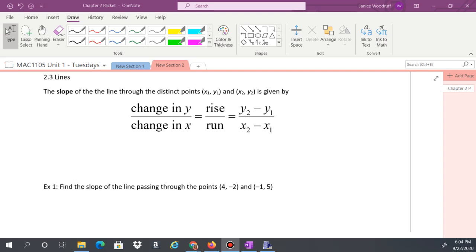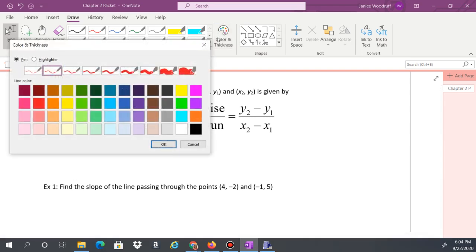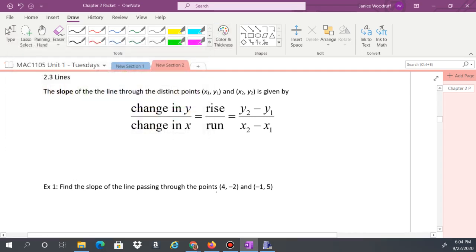A good bit of review. So we're looking at lines. The thing about this chapter that I want to point out right off the bat is that you do have to memorize all the formulas for this chapter. If you don't already have these formulas burned into your mind from high school, you need to make sure that you have them down.